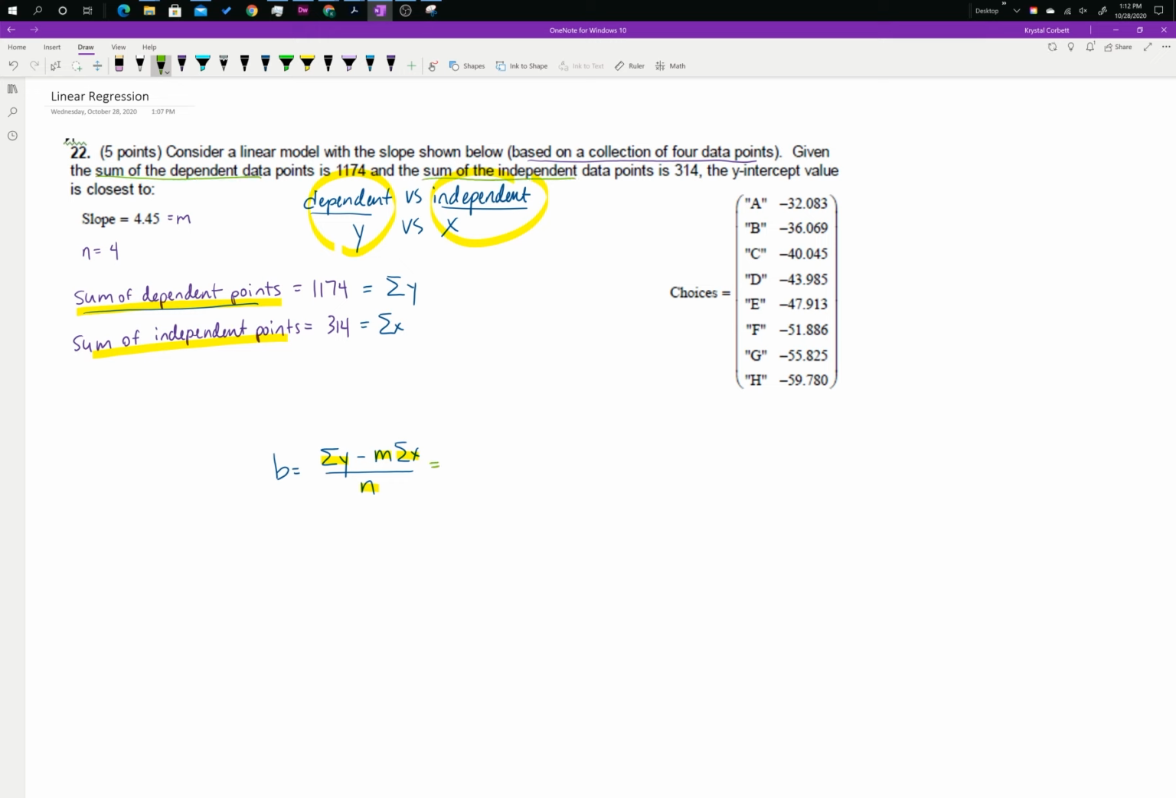So when you plug those values in, you have 1,174 minus 4.45 times 314 divided by 4. And you get a y-intercept for this data to be negative 55.825, which is answer choice G.